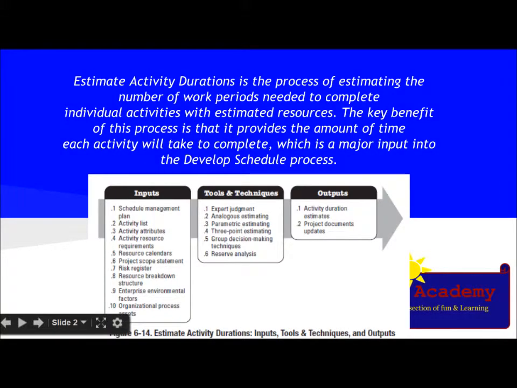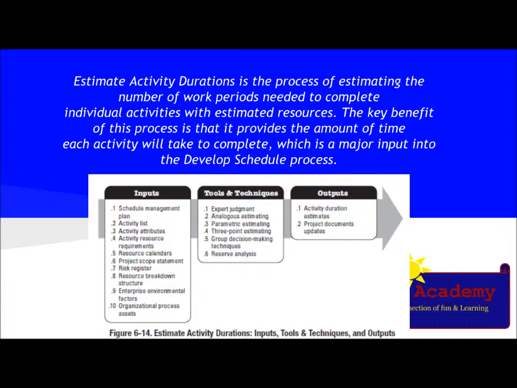Estimate activity duration is the process of estimating the number of work periods needed to complete individual activities with the estimated resources. The key benefit of this process is that it provides the amount of time each activity will take to complete, which is a major input into the develop schedule process.